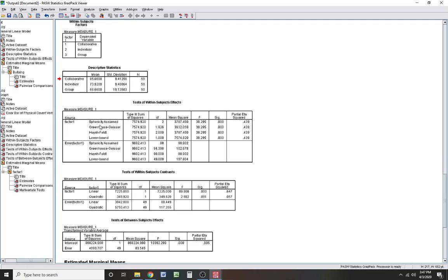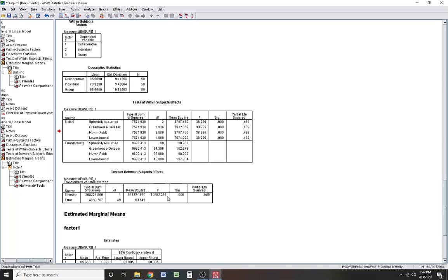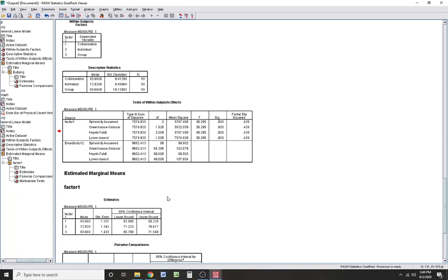So if we just look at sphericity assumed, degrees of freedom 2, the degree of freedom is 98. F is 38.295, so we would round that to 38.30. P is less than 0.001. Partial eta squared is 0.44. Don't worry about the other ones. So it was significant. There was a difference between our groups somewhere. Now that we know there was a difference, we have to go to our post hocs to figure it out.